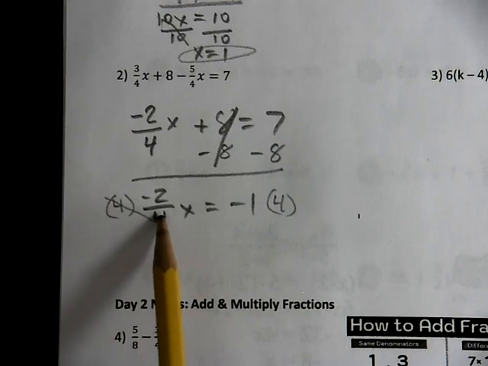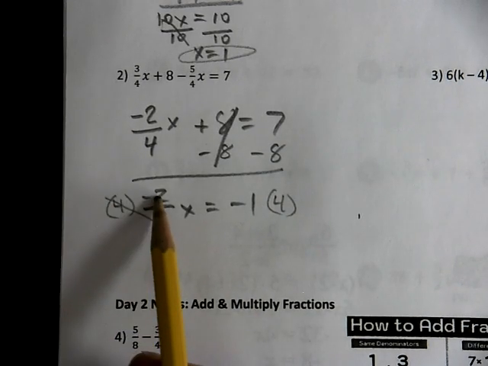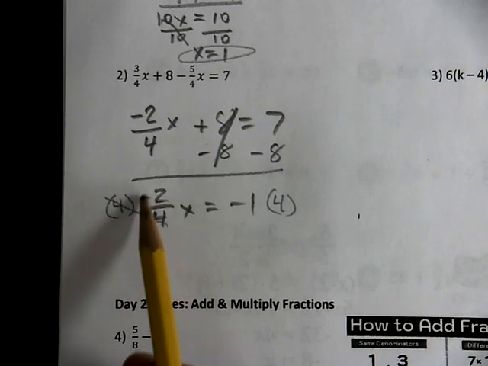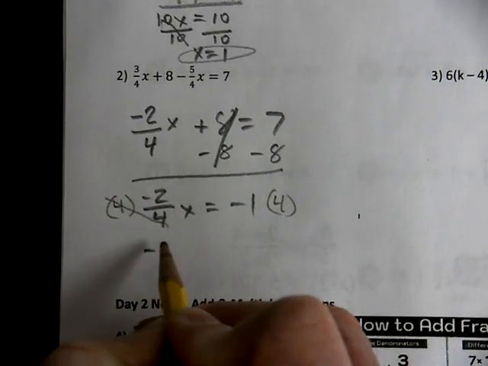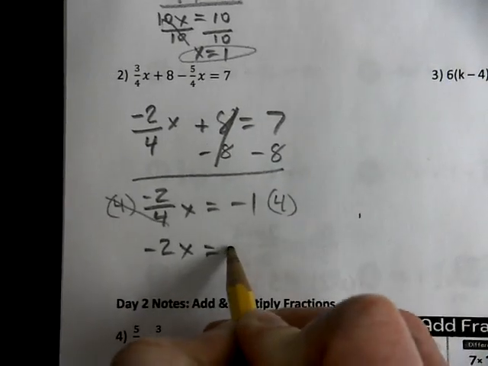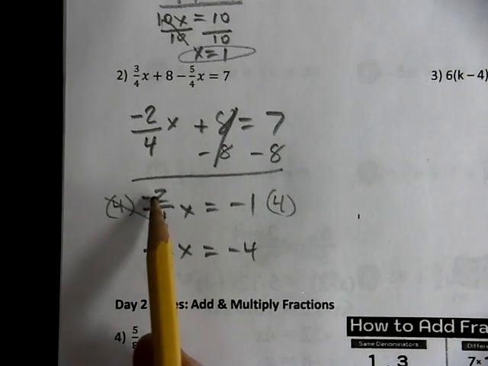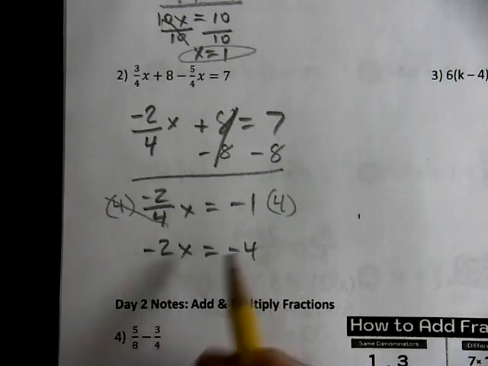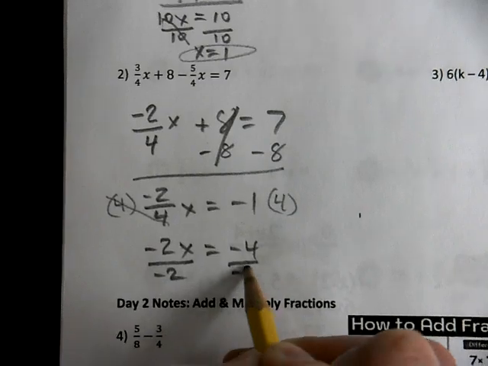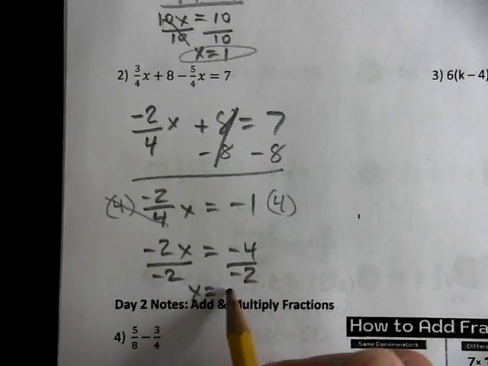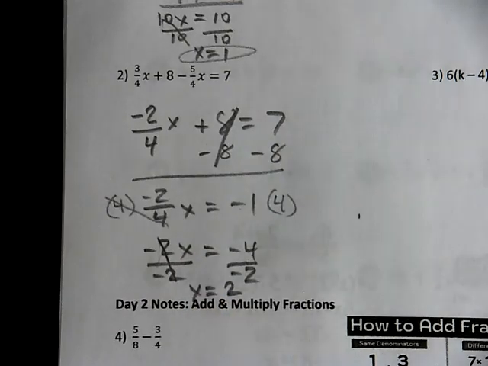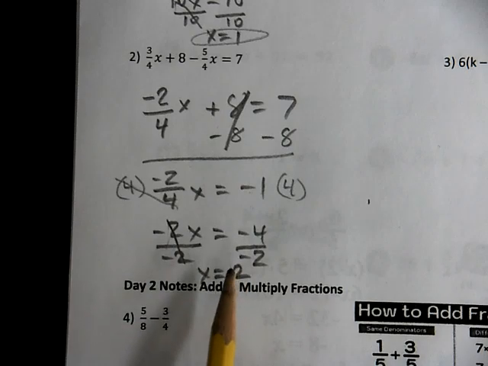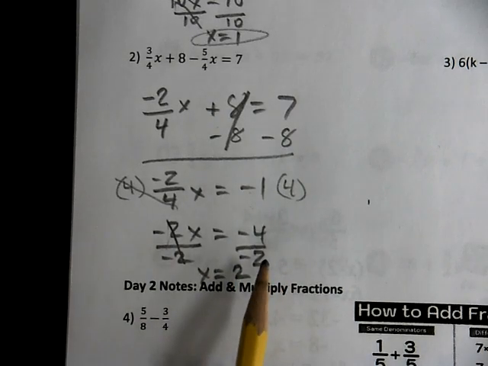That's going to cross the 4's out. Or you could call it 4 times 2 divided by 4, and that's going to give you 2 every time. It'll always give you the numerator number. So the 4's cross off, and I'm left with negative 2x. Negative 1 times 4 is negative 4. And I divide by negative 2. And my x equals positive 2. Because you have a negative divided by a negative makes a positive. And of course, 4 divided by 2 is 2.